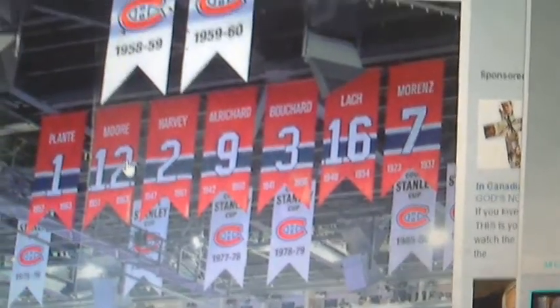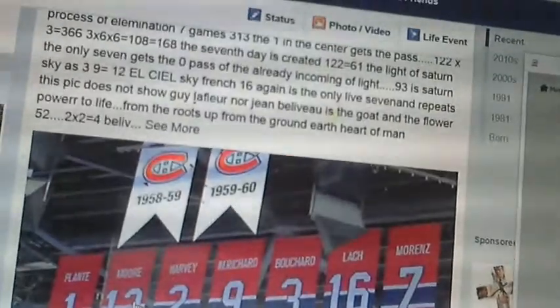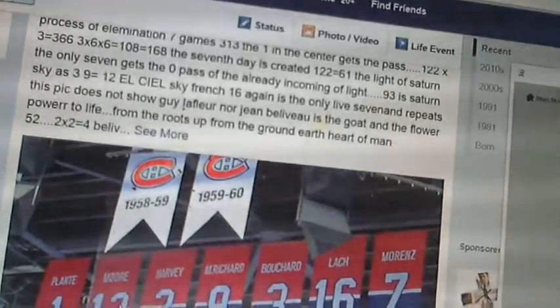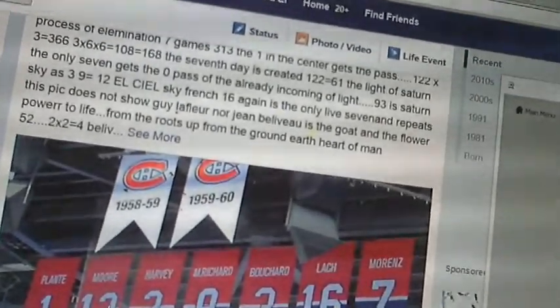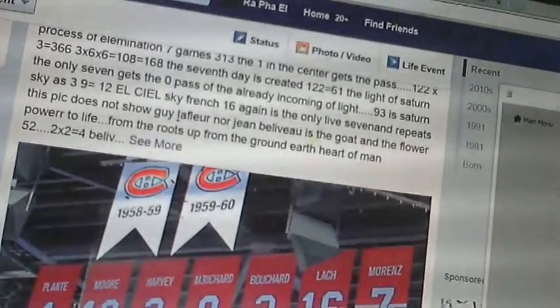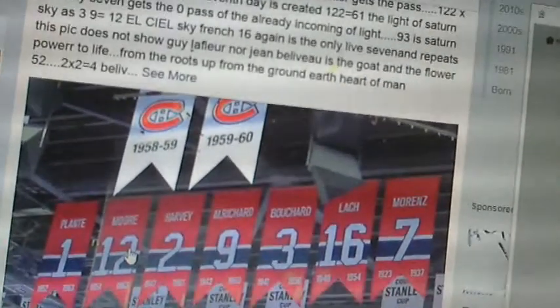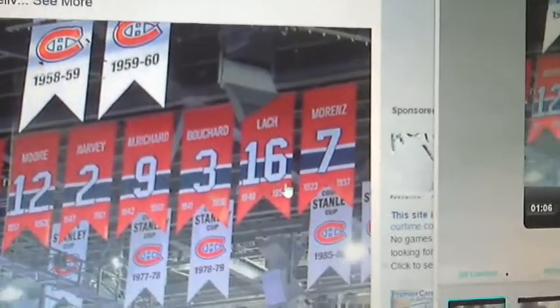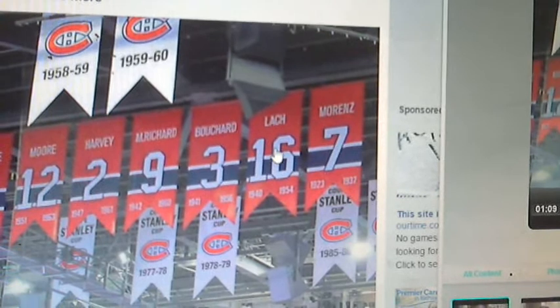If you notice the top of the letters, what if I just showed you the camera like this, only with the tops of the letters? You see the way 6 is one way and 2 and 3 is the other way? 2 times 3 is the 6. 9 and 3 is Saturn. 1 and 6 is the only 7. This is the only 7.